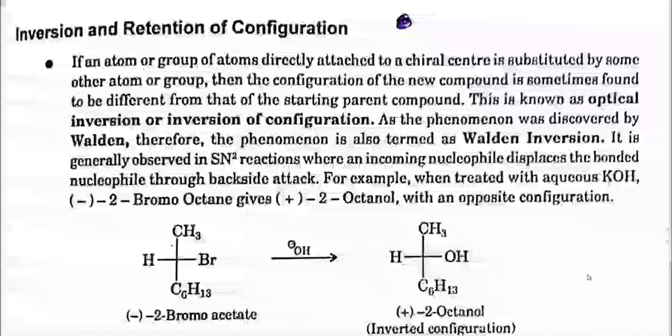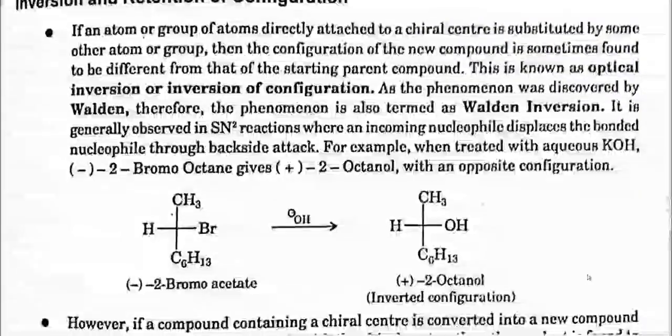If an atom or group of atoms directly attached to a chiral center is substituted by some other atom or group, then the configuration of the new compound is sometimes found to be different from that of the starting parent compound. This is known as optical inversion of configuration, as the phenomenon was discovered by Walden. Therefore, the phenomenon is also termed as Walden inversion. It is generally observed as in SN2 reaction where an incoming nucleophile displaces the bonded nucleophile through backside attack.